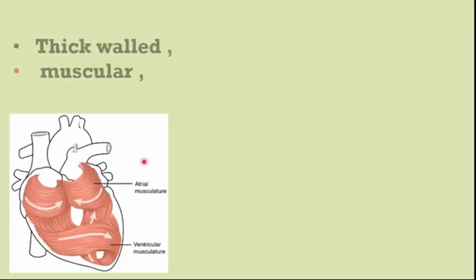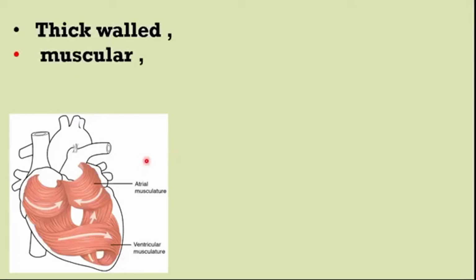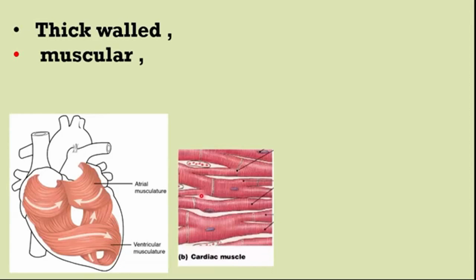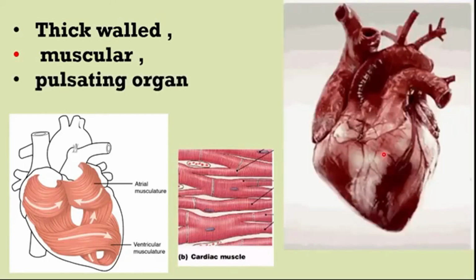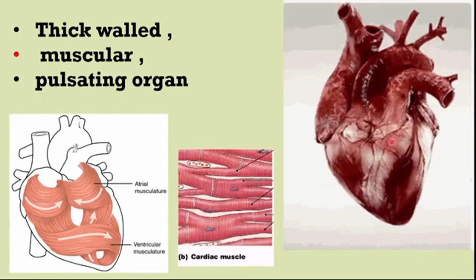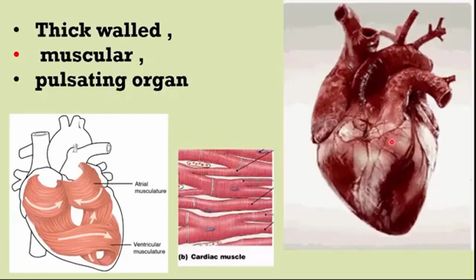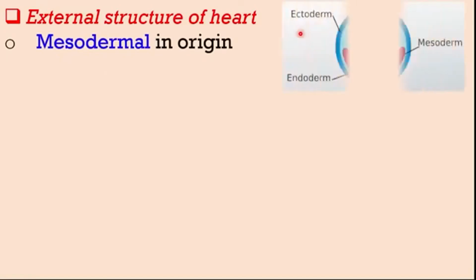The heart is a thick-walled muscular organ. The wall of the heart is made up of cardiac muscles. Strong cardiac muscles are present in the wall of the heart, and the heart is a pulsating organ. By its pulsating activity, it maintains the continuous flow of blood throughout the body. Coming to the external features, the heart is mesodermal in origin. We know the three germinal layers during embryonic development: ectoderm, mesoderm and endoderm. The heart is developed from the embryonic layer mesoderm, so it is said to be mesodermal in origin.